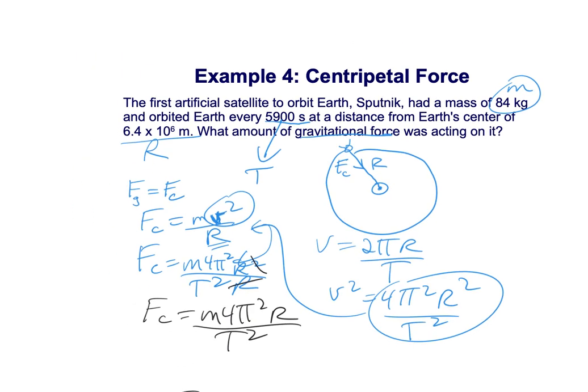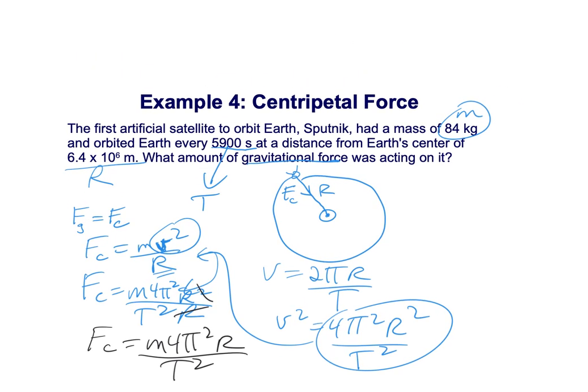Okay, so what did I do? First, I realized what all my given terms were. So the mass is there. This satellite is orbiting the Earth. Here's the Earth down here. And it orbits it once every 5,900 seconds. So that's the special time called the period. The period is the time it takes to go around once, and it's in seconds.